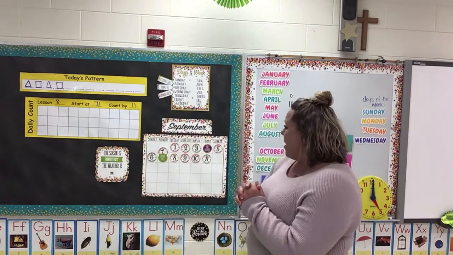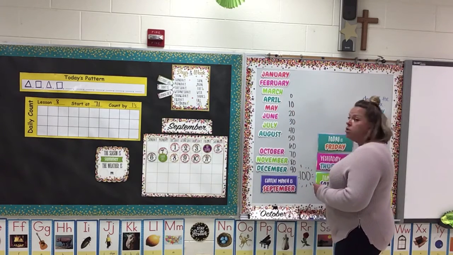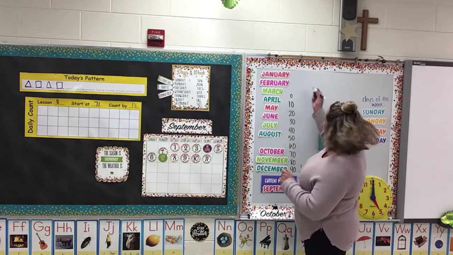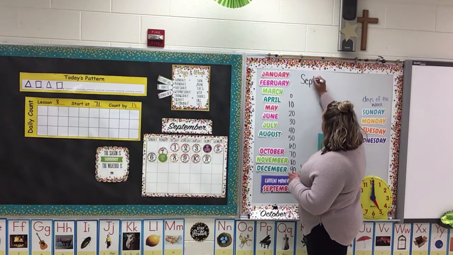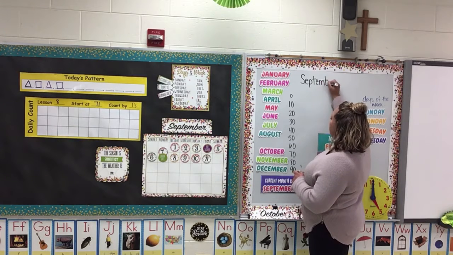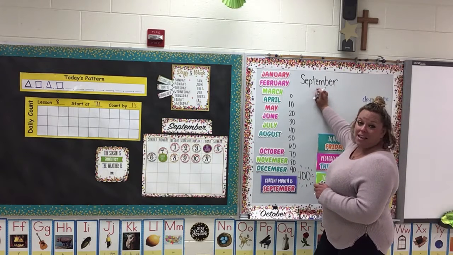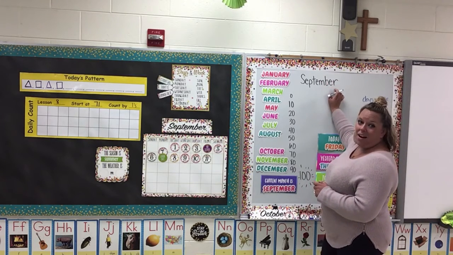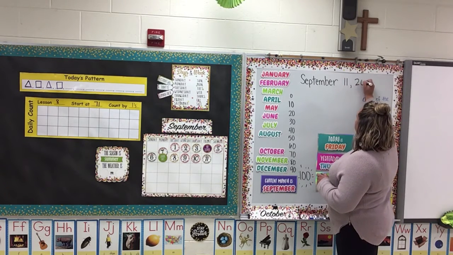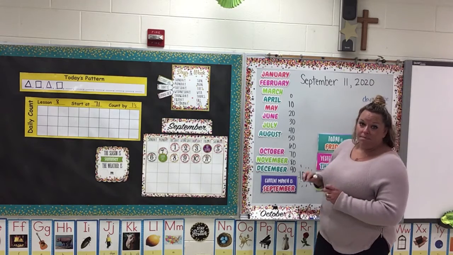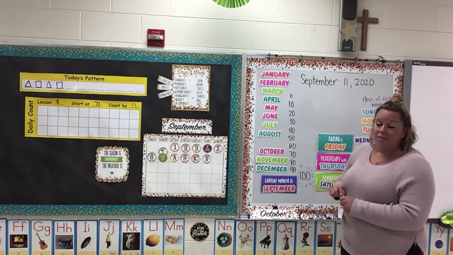Okay, so back at calendar, September 11th, and what is our year? It's September 11th, 2020. So here we go. September, September. September, September. September 11th, comma, 2020. Okay.